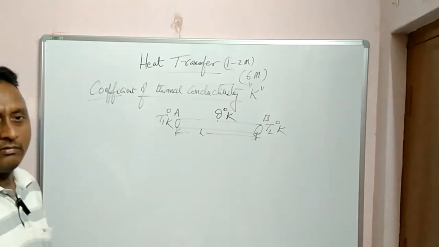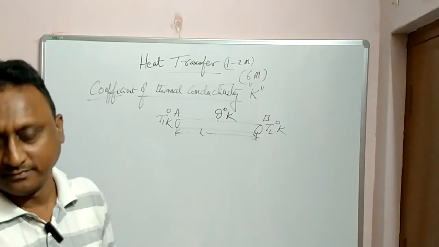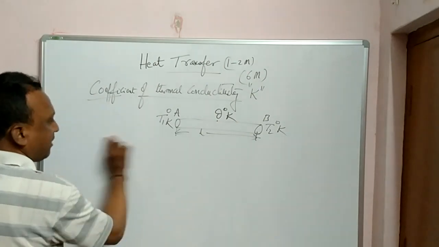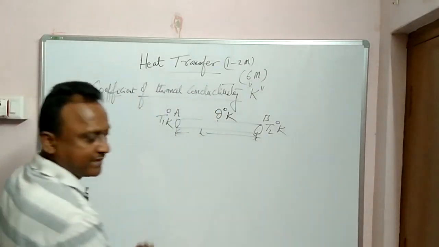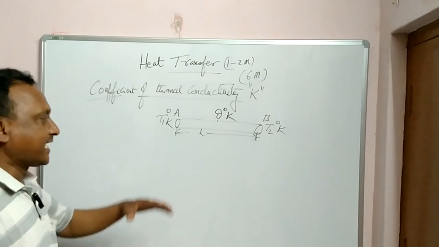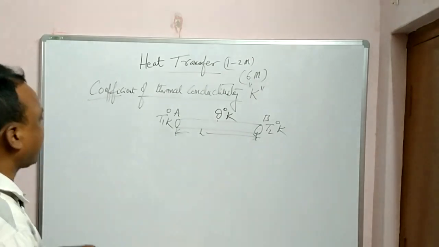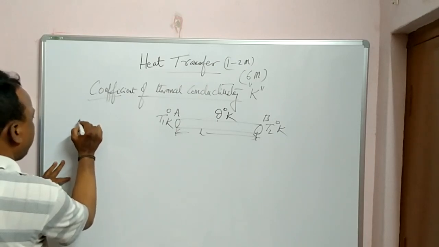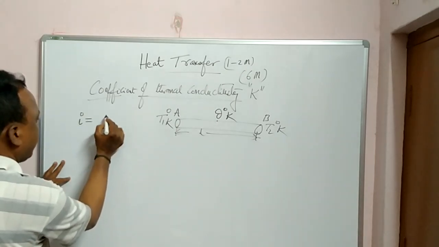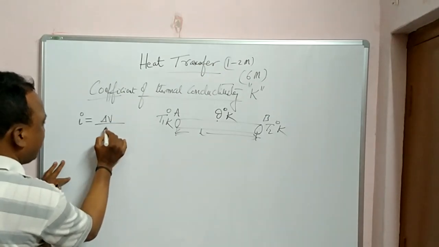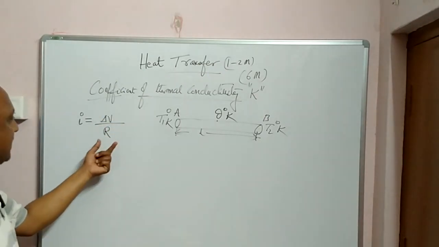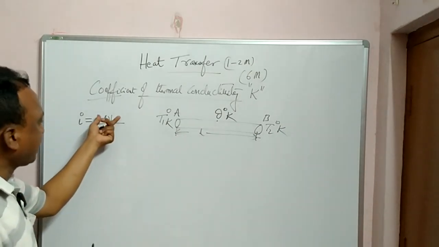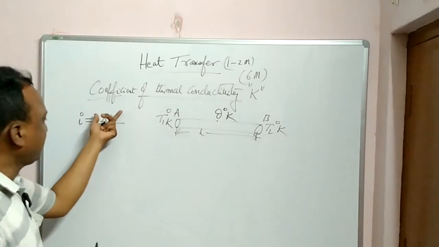Now let us see what is meant by heat current. What is meant by heat current? See, already we know in second year we have current electricity. So in second year current electricity, what all have you learned about current? Let us remind ourselves. In current electricity we learned what is current. Current is given by potential difference by electrical resistance. You can see here, in current electricity, the strength of electric current is given by potential difference by R. Ohm's law: V is equal to IR.